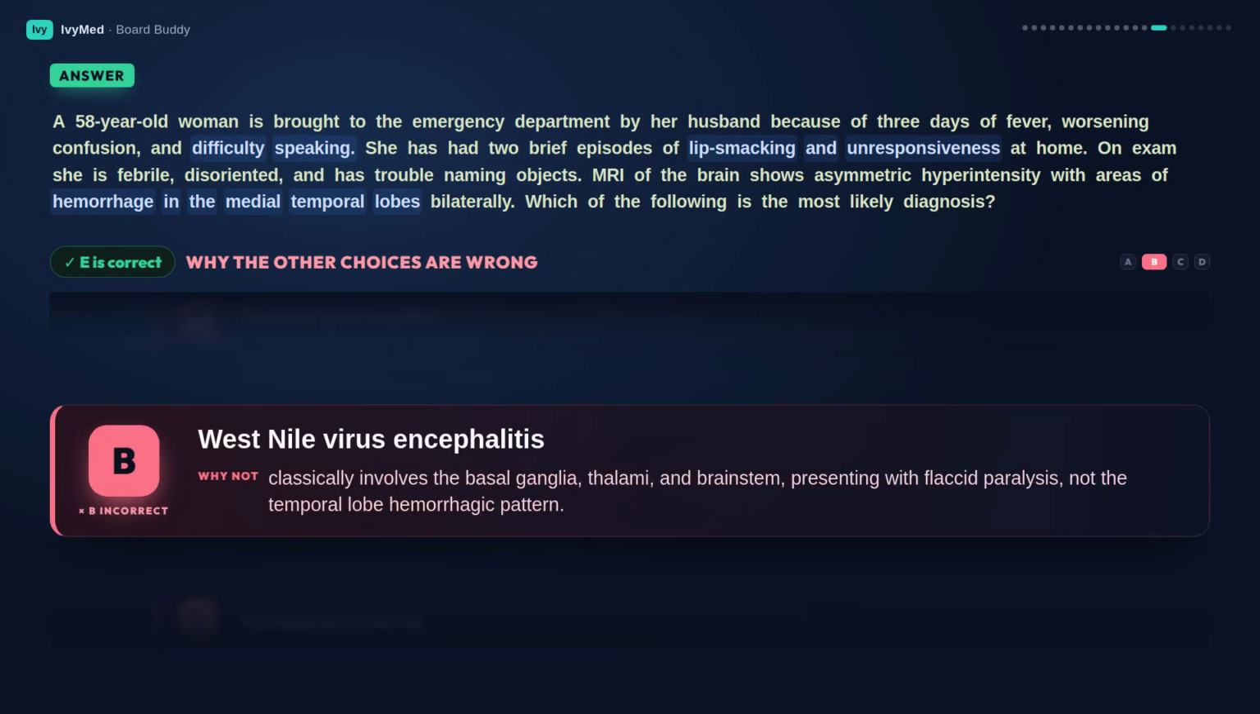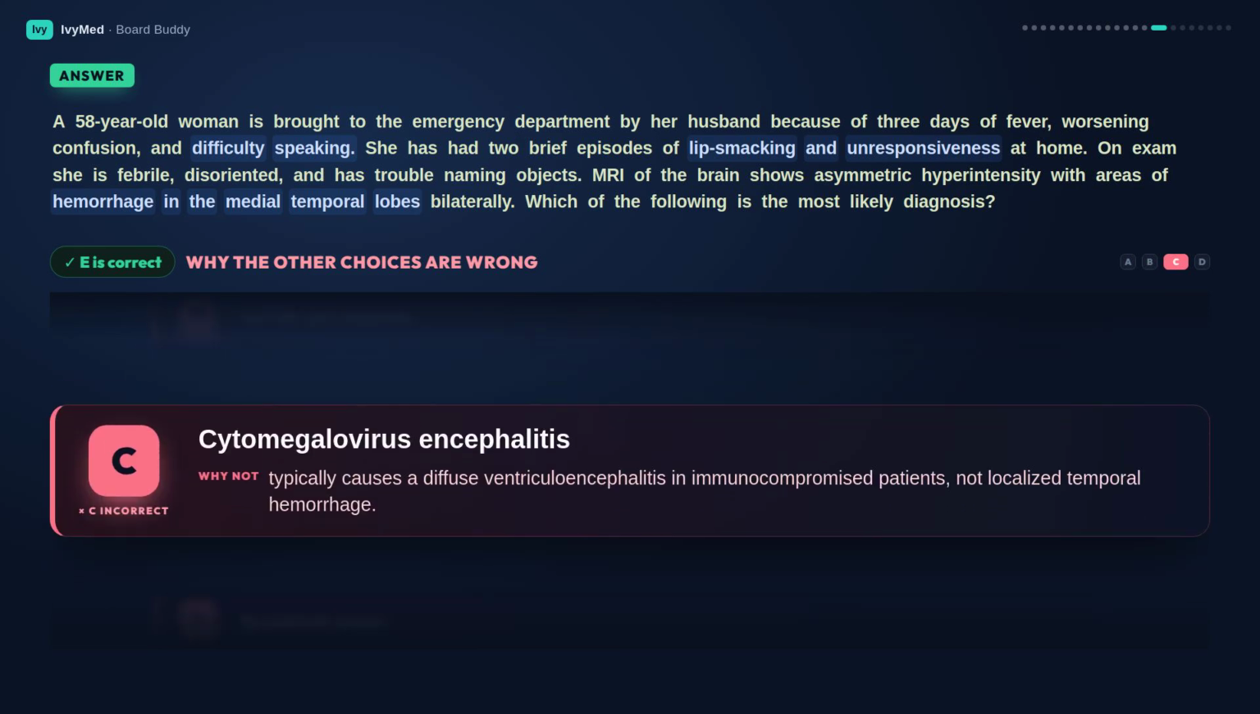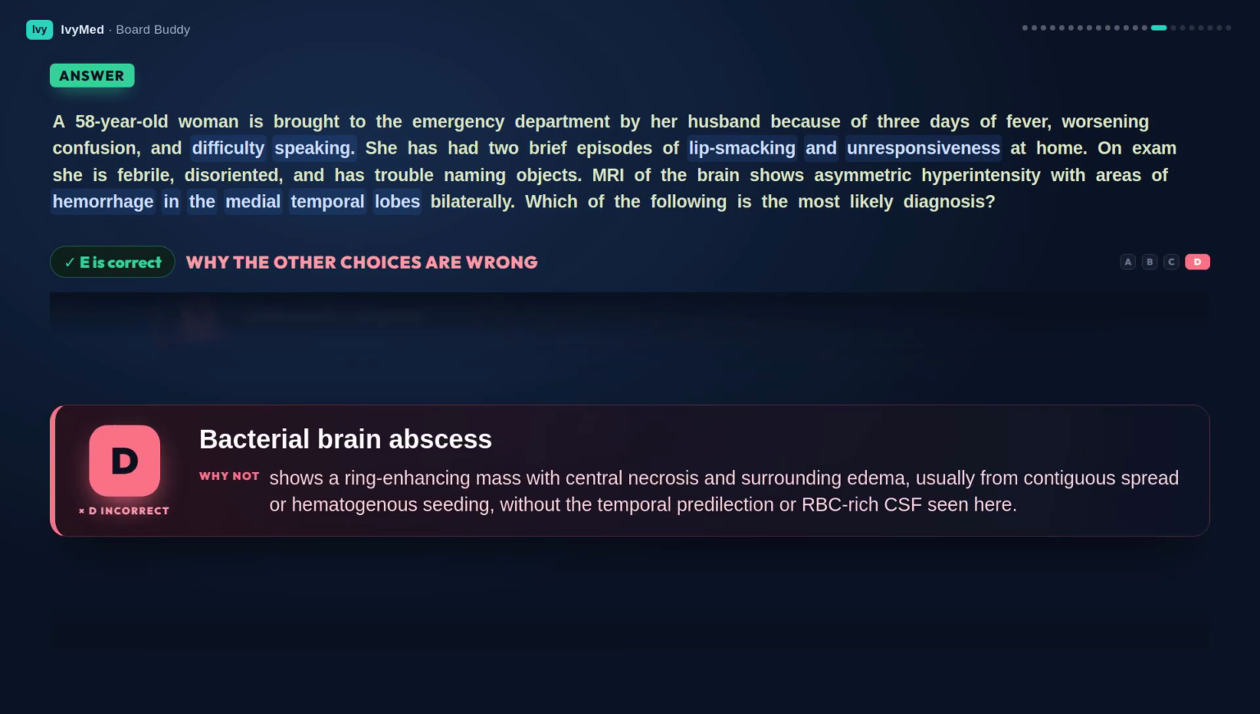Classically involves the basal ganglia, thalami, and brainstem, presenting with flaccid paralysis, not the temporal lobe hemorrhagic pattern. C. Typically causes a diffuse ventriculoencephalitis in immunocompromised patients, not localized temporal hemorrhage. D. Shows a ring-enhancing mass with central necrosis and surrounding edema, usually from contiguous spread or hematogenous seeding, without the temporal predilection or RBC-rich CSF seen here.